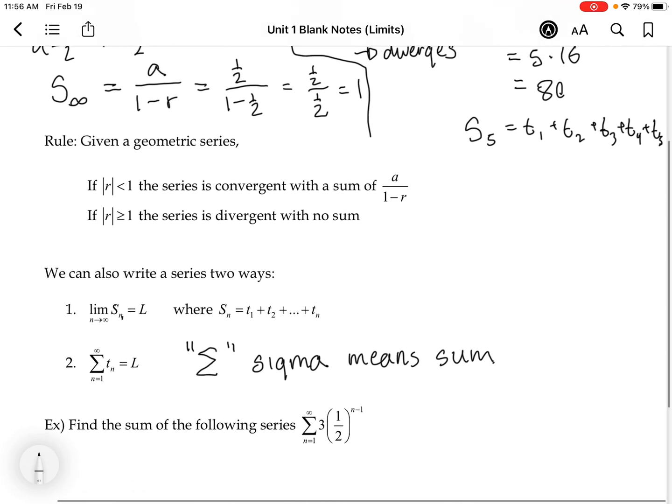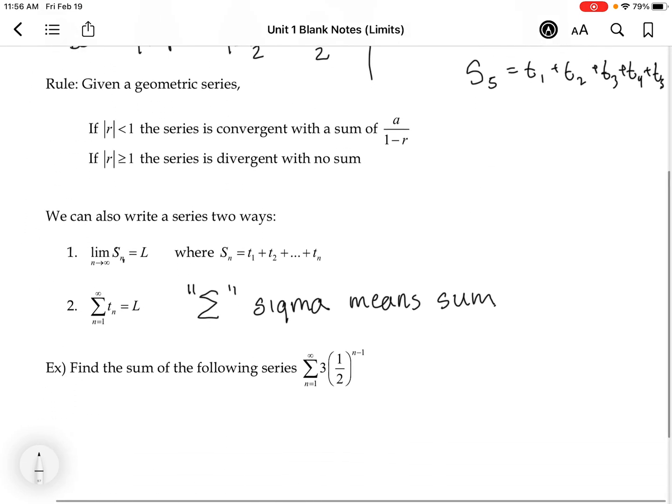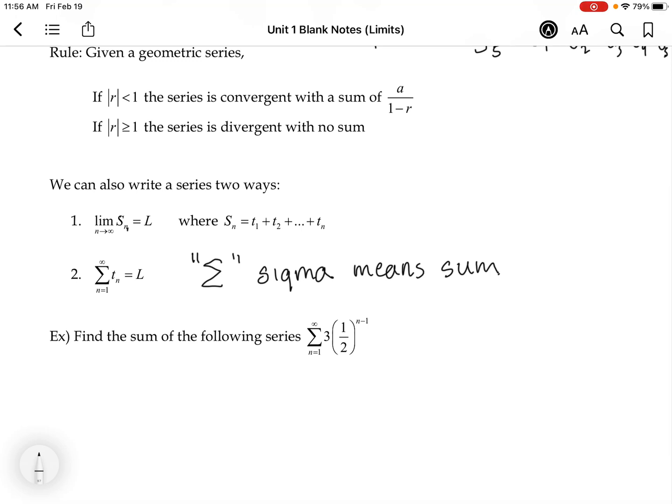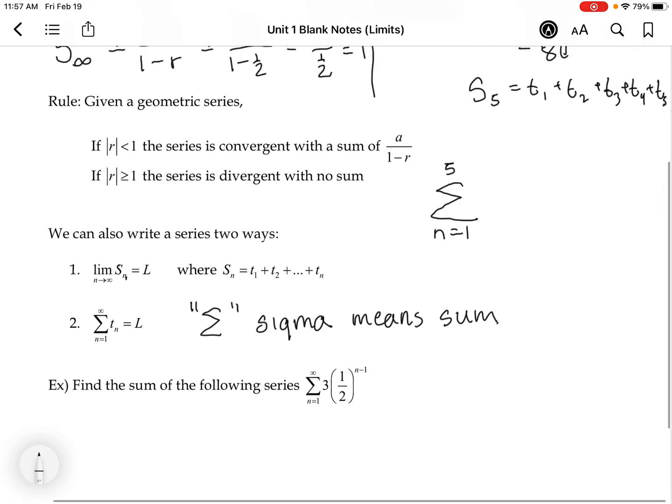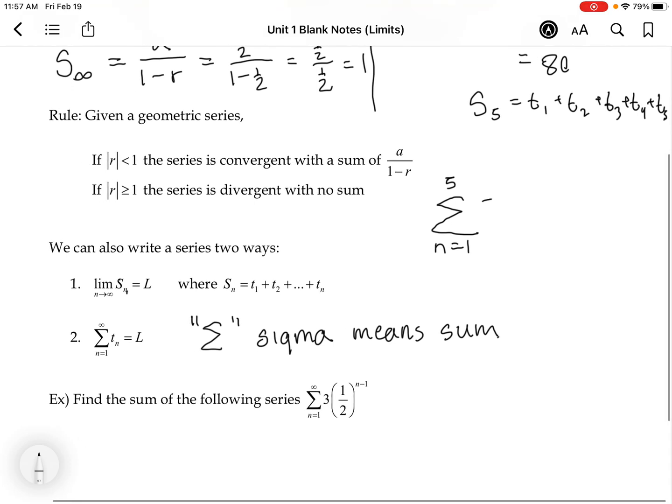Let's say I wanted to sum up the first five terms in this sequence. What I could do to use this notation is I would write it this way. I would say the sum from n equals 1 to n equals 5. So the numbers that go at the bottom and the top are my lower and upper limits on n. And then here I'm going to put the expression for each term in the sequence. So the expression was 5 times 2 to the n minus 1.